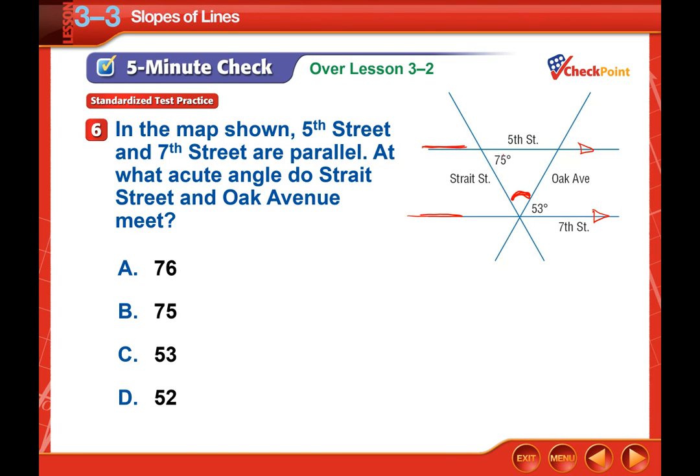Okay, if this is 75 here, our alternate interior angle is congruent, which is this angle right here. If this is 75 and this is 53, the three angles all together have to equal 180. 180, subtract 75, subtract 53, and you are left with 52.